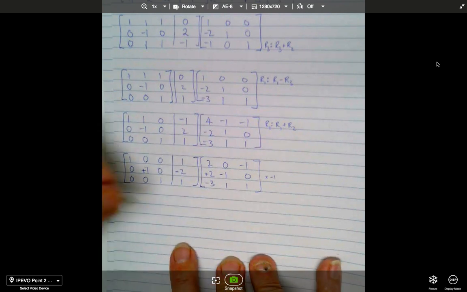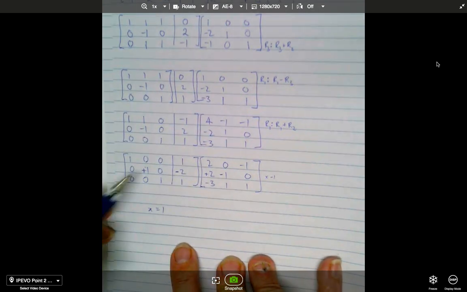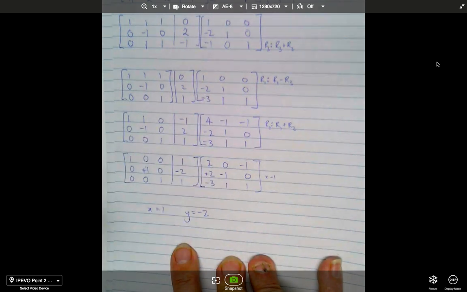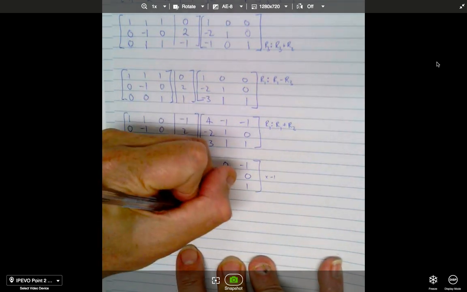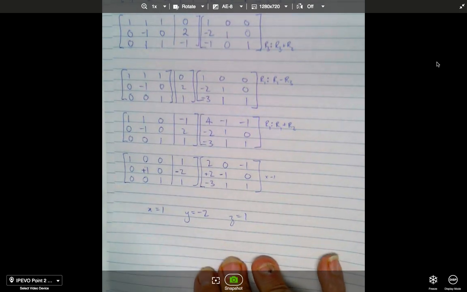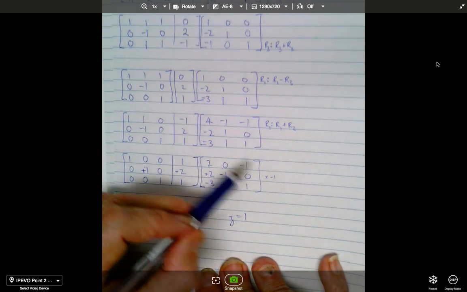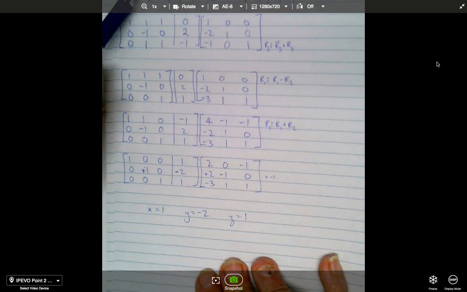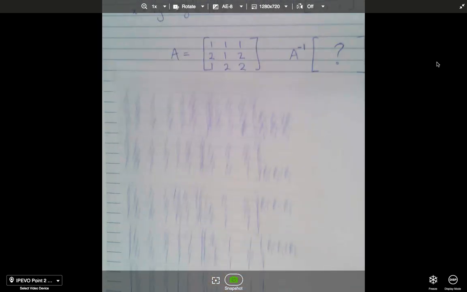X equals 1, y equals minus 2, and z equals 1. And we could go back to our original equations that we had, sub them in to see if we were right. The other thing we can do is to see if this is the actual identity matrix. So I'm going to multiply this with this. So let's do that.